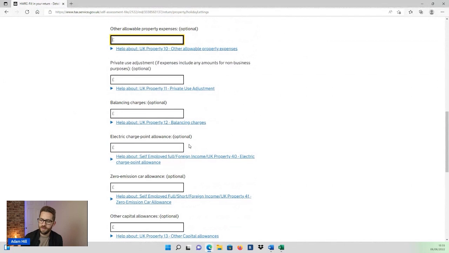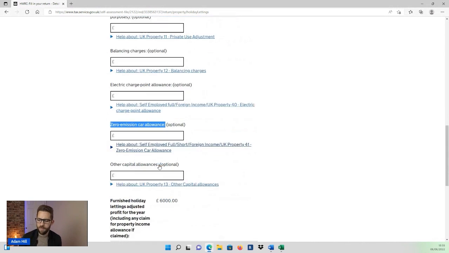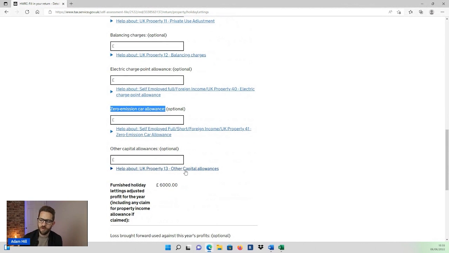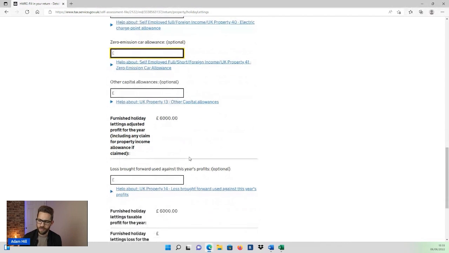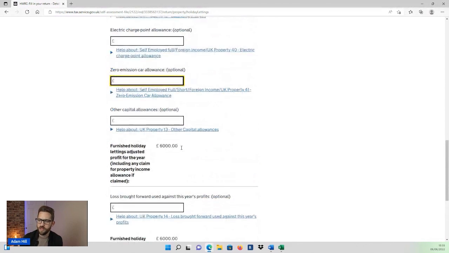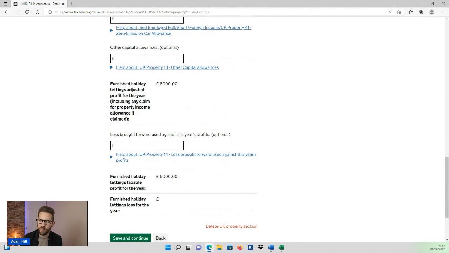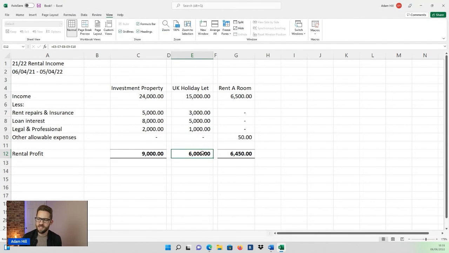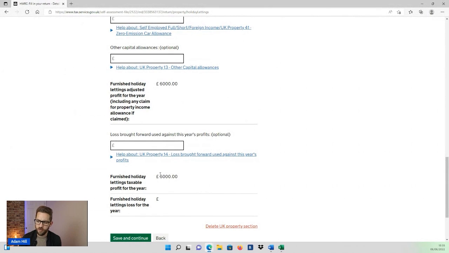You can see there are additional categories that expenses may fall into. Again, you'll want to go and have a look at these, but there are lots of additional allowances available for things like electric vehicles. Balancing charges relates to capital allowances, zero emission car allowances. So these are less common for your basic rental return. But if you do want the full detail, use the drop downs just below and you'll be able to see if you'll qualify for any of those reliefs. But as this is a simple example, we're just going to leave those blank and make sure that our profit figure agrees back to our schedule. £6,000 from UK holiday lets agrees to our figure here.